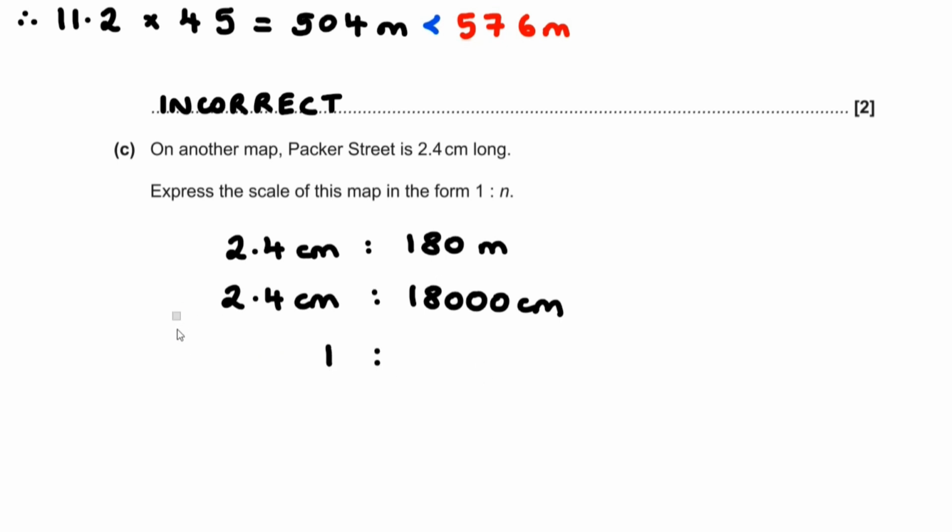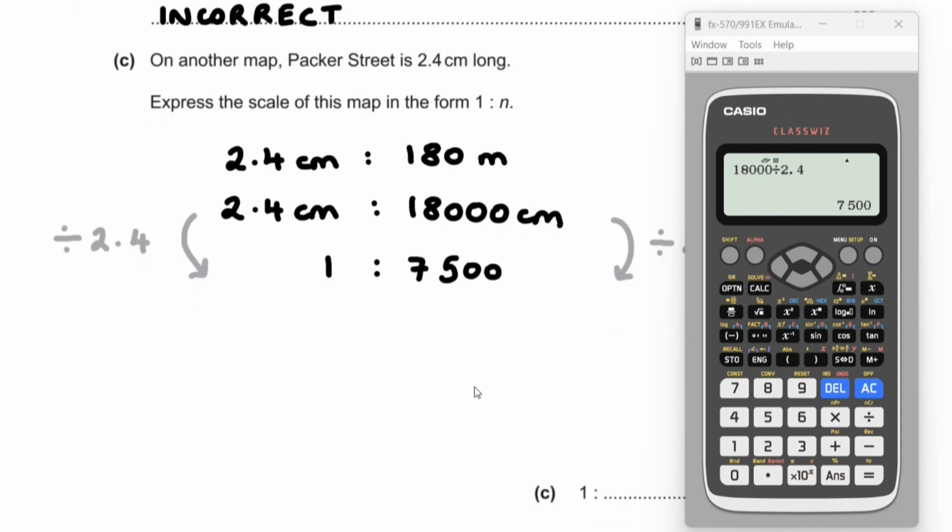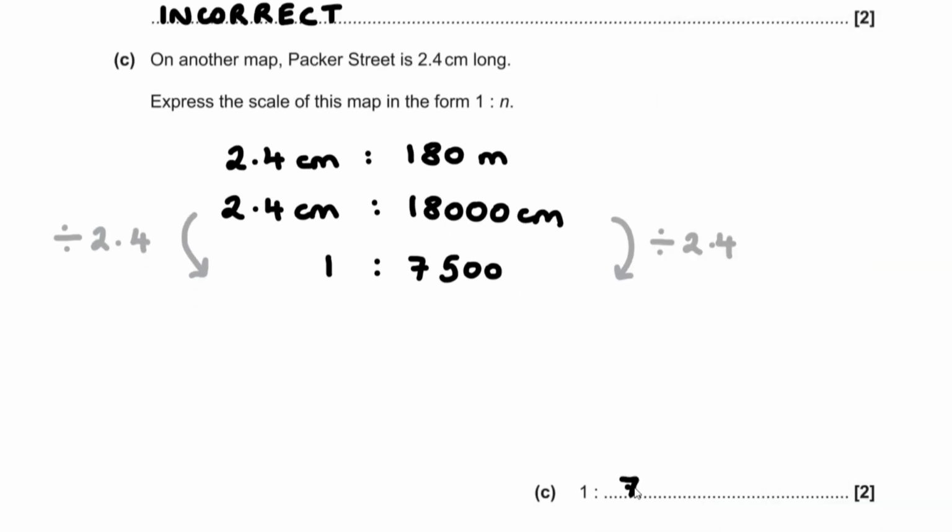So what I need to do now is divide both sides by 2.4. So if I divide both sides by 2.4, 18,000 divided by 2.4 is 7,500. So the ratio is 1 to 7,500.